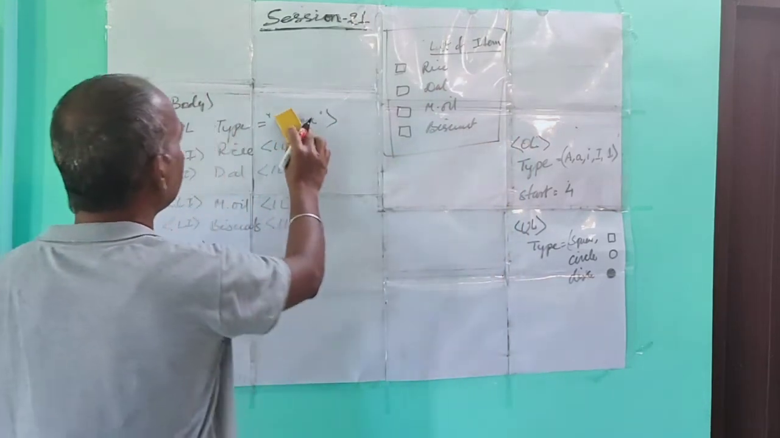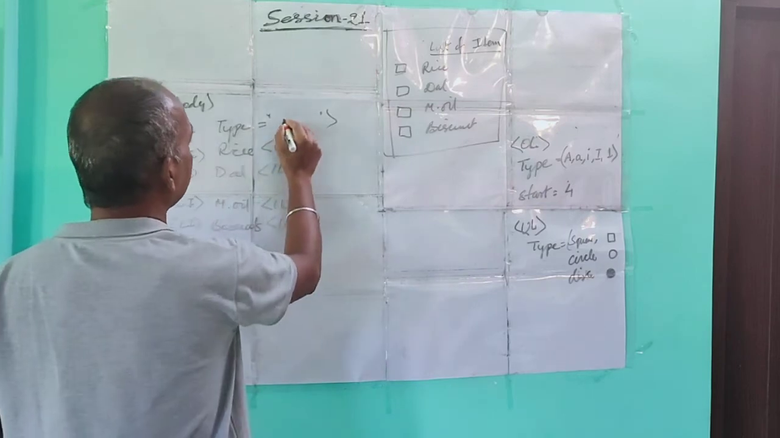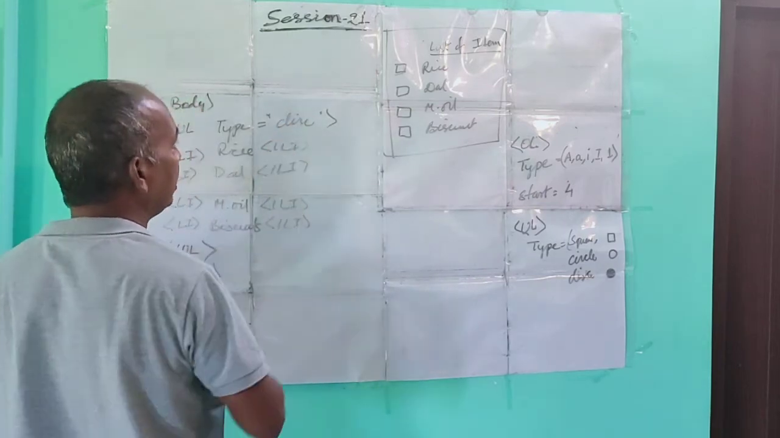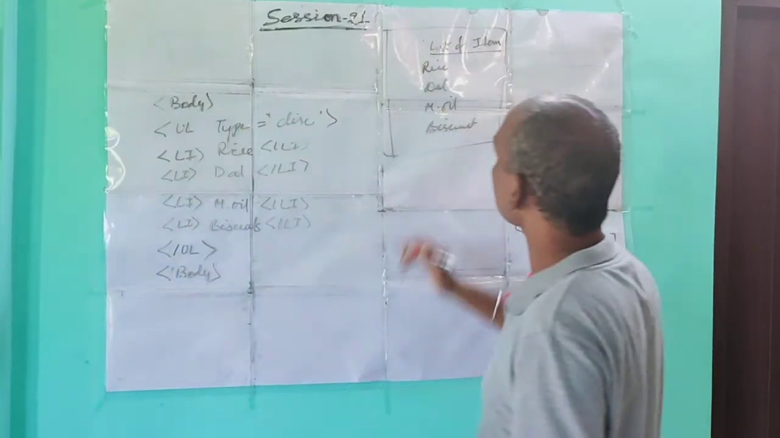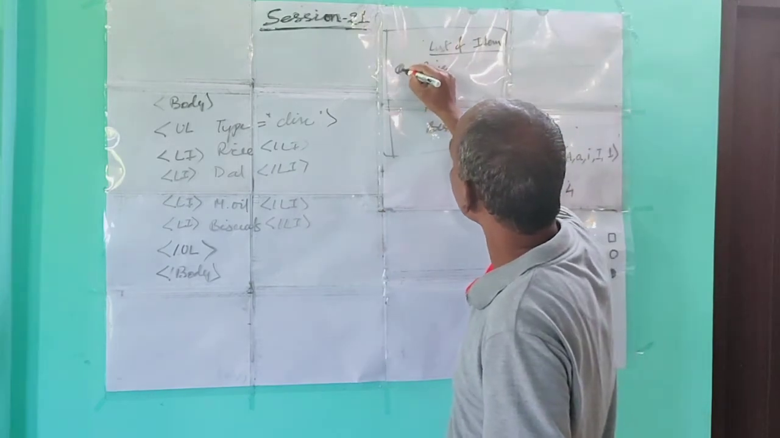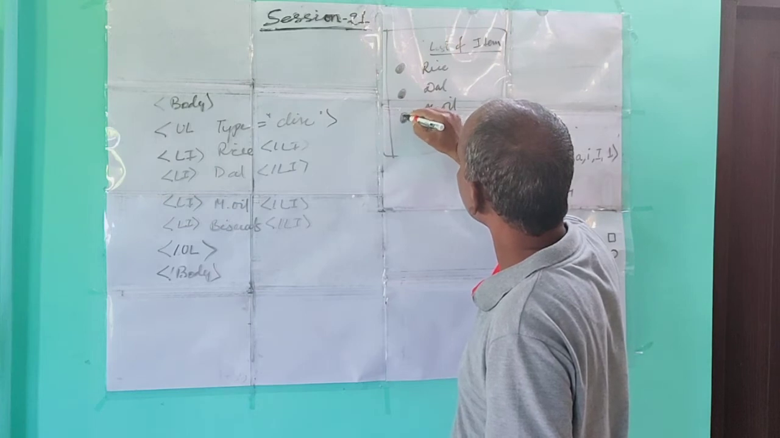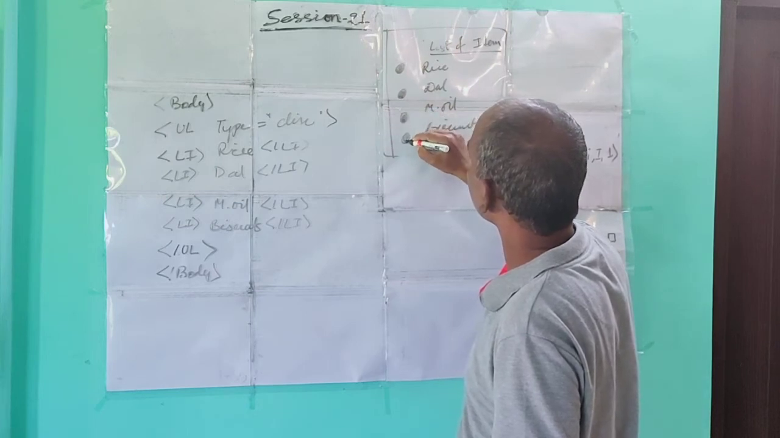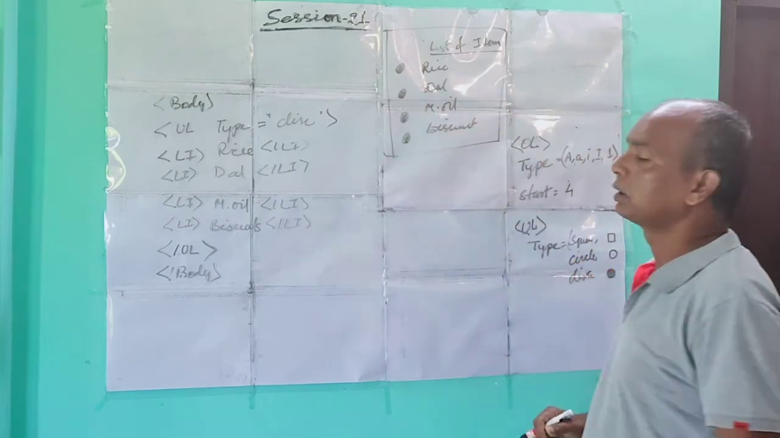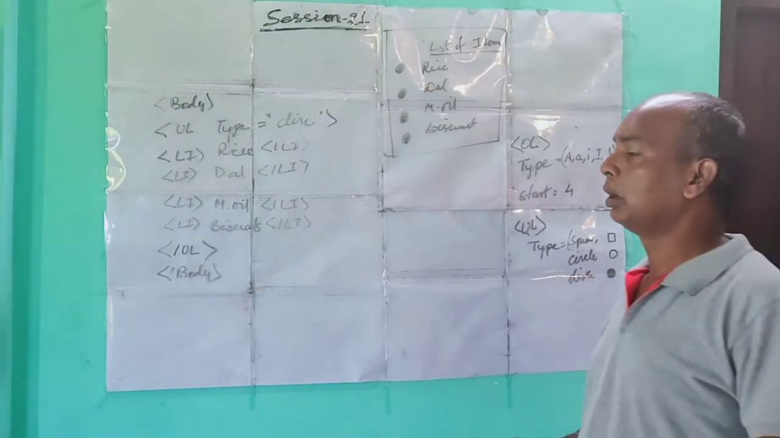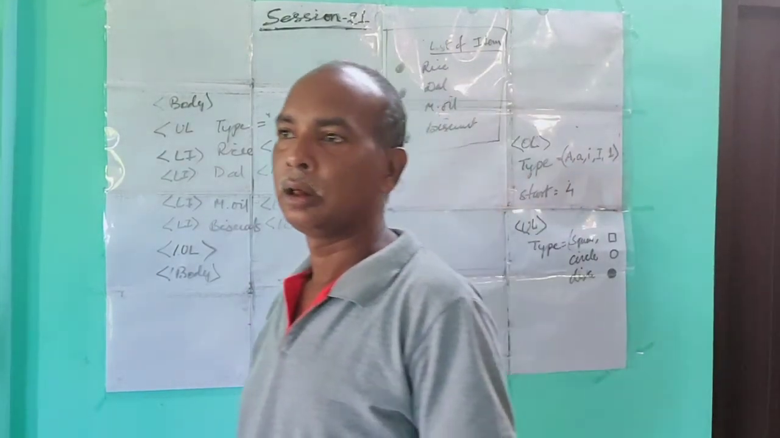If you change here to disc, then it will come so. This is the function of the OL list and the unordered list.